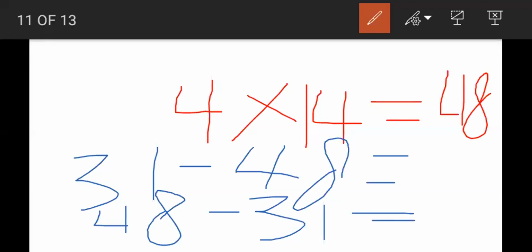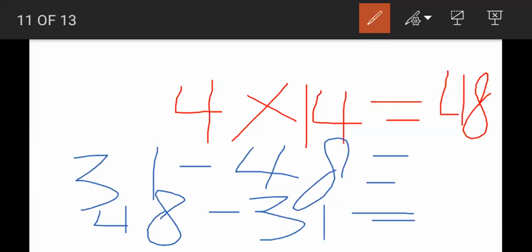When you are subtracting two numbers, one of them is positive, the other is negative. So your answer takes the sign of the larger one. From here we have 31 and 14. Which one is higher? We have 31, so our answer will take the sign of the highest one, that is 31 and it's negative.